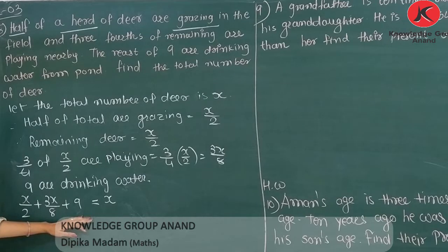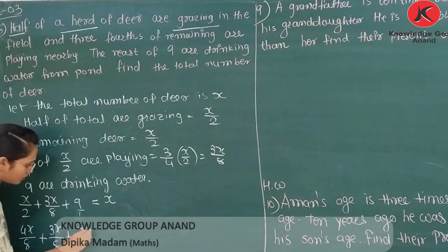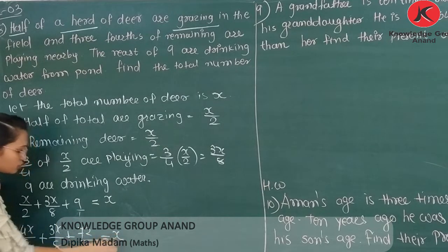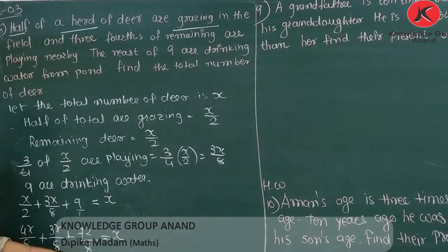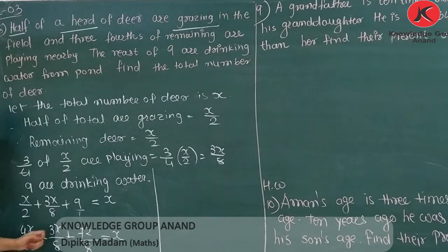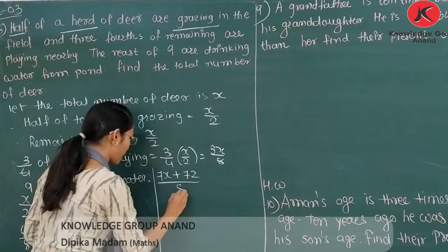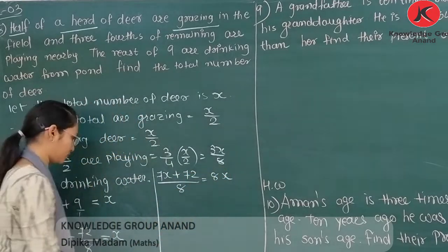First of all we need to take the LCM. The LCM of 2, 8 and 1 will be 8. So 2 is multiplied with 4. If we multiply 4 in the numerator and denominator, we will get 4X by 8. Here 8 is already there. So 72 by 8 is equal to X. Now 4X plus 3X is 7X, plus 72, divided by 8, is equal to X.